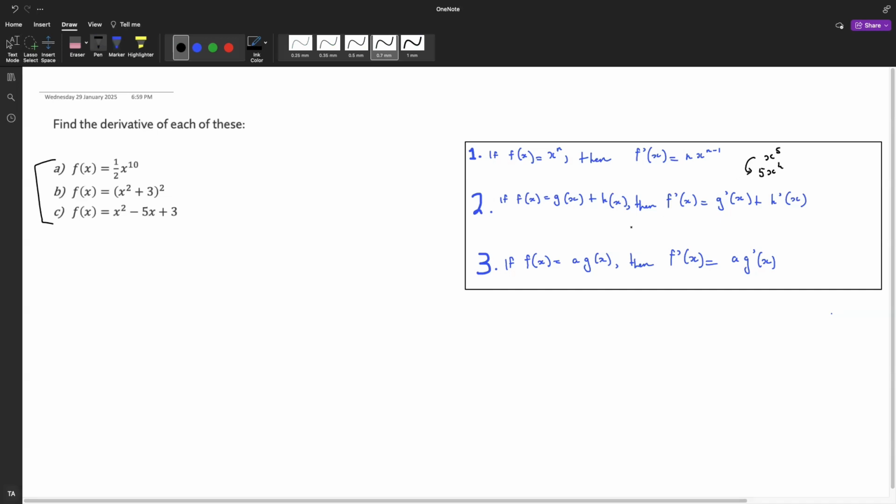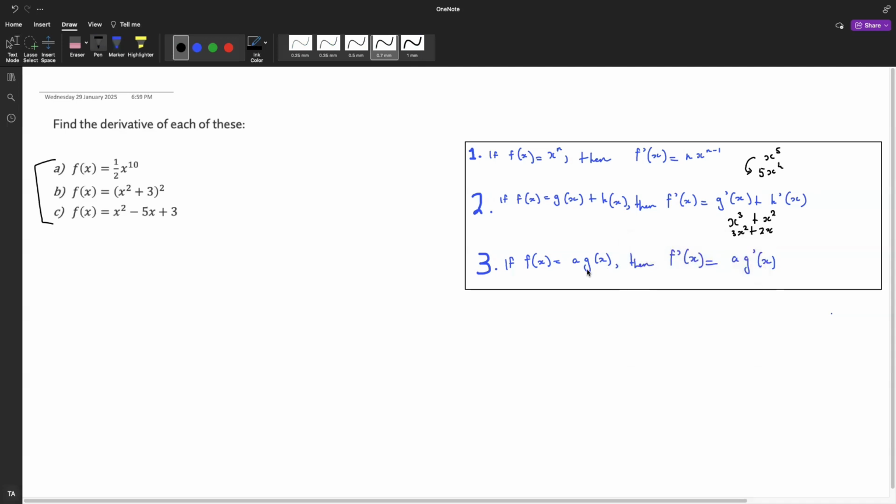Now the next one says that if f(x) is equal to g(x) plus k(x), so if we have one expression plus another expression, then the derivative of f(x) is just the addition of the two separate derivatives. So for example, let's say x cubed plus x squared, then we just differentiate each: that becomes 3x squared, and that becomes 2x. And that's our derivative.